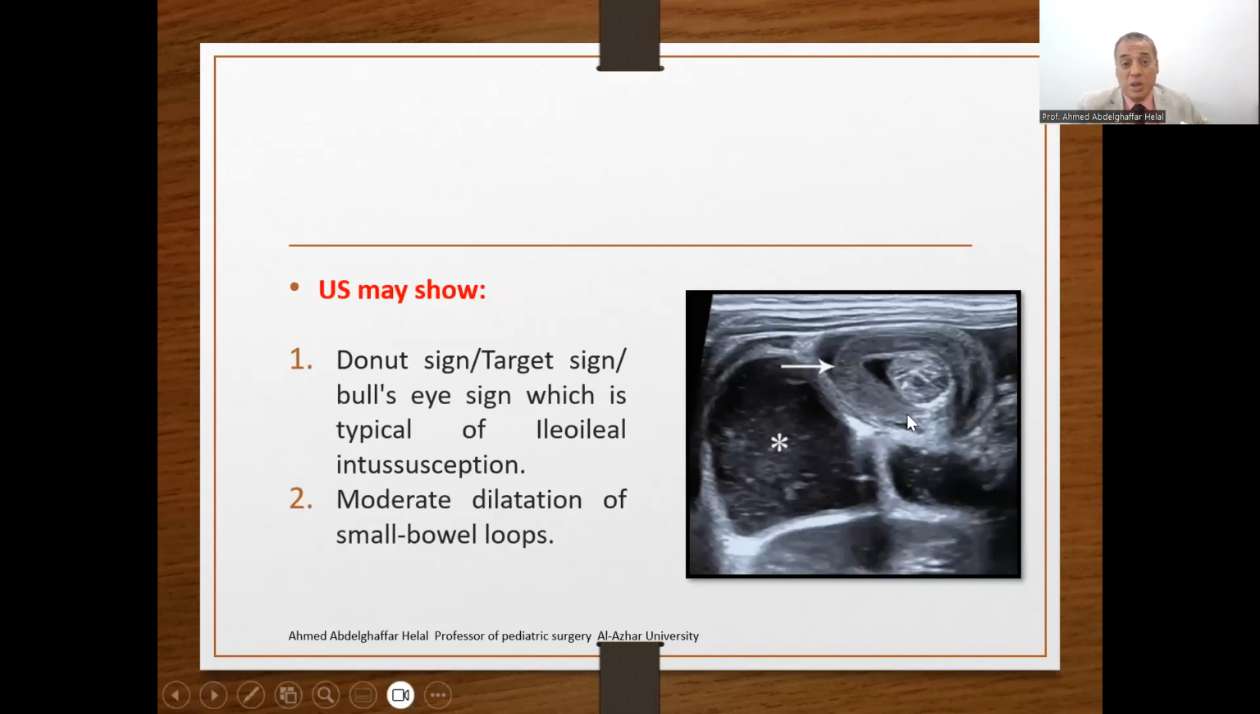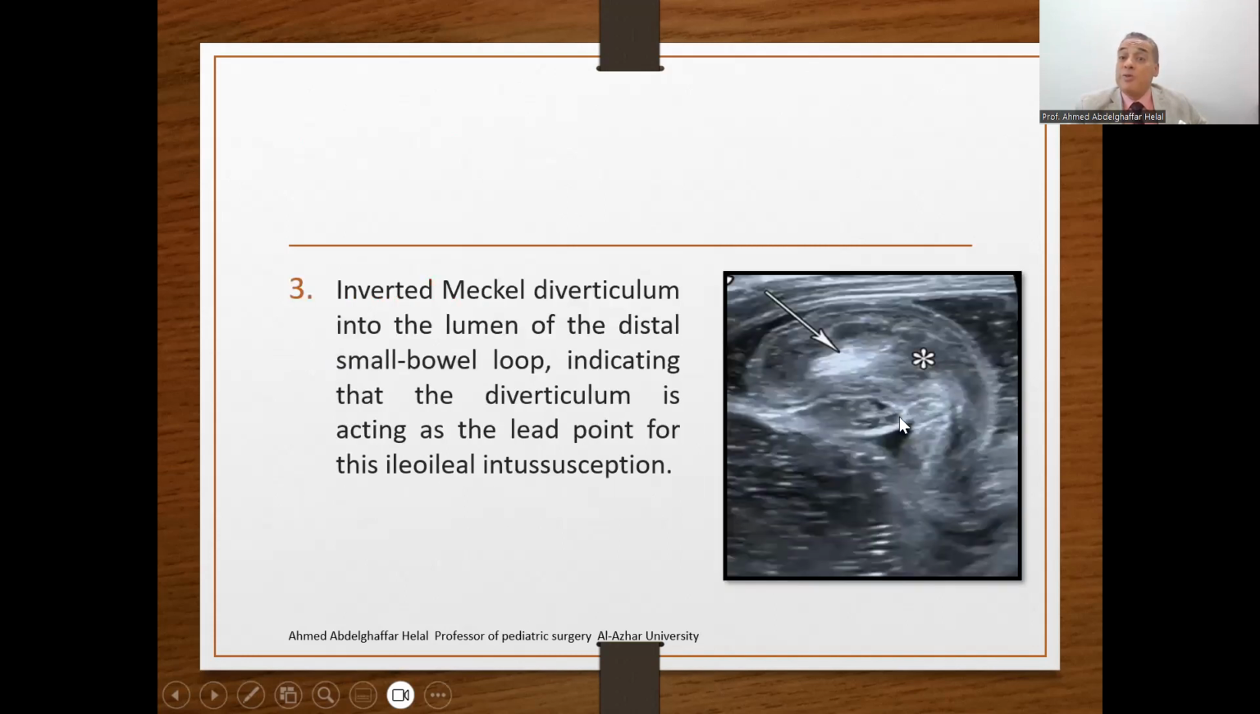Ultrasound may show in intussusception the donut sign, target sign, or bull's eye sign, which is typical of ileoileal intussusception. This is moderate dilatation of the small bowel, and this is the bull's eye sign, like the eye of the bull. It is sometimes called the donut or target sign. The inverted diverticulum, as in this ultrasound presentation, is inverted into the lumen of the distal small bowel, indicating that the diverticulum is acting as the lead point of this ileoileal intussusception. However, sometimes it's very difficult to demonstrate. This is an inverted diverticulum inside the lumen of the intestine.